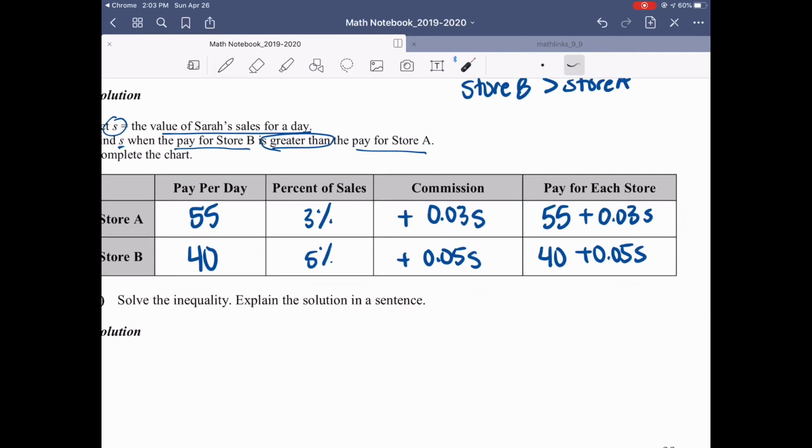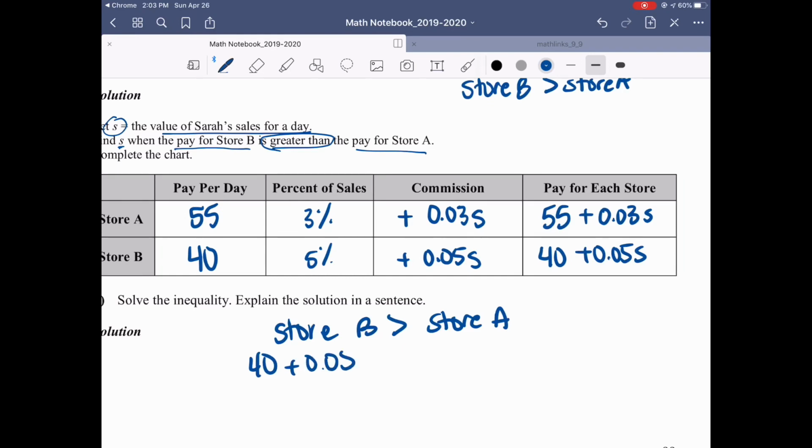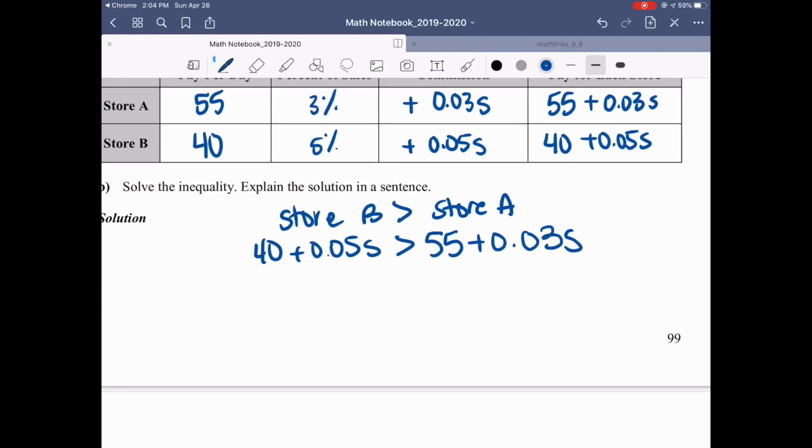Now, you have your two expressions. What are you going to do with them? Well, we want store B to be greater than store A, so I'm going to write that here. We want store B to be the better option, which means it's going to give you more money. So store B greater than store A. Now the expression for store B is 40 plus 0.05 S, and we want that to be greater than store A, which is 55 plus 0.03 S. And now you just solve it normally like you've been doing.